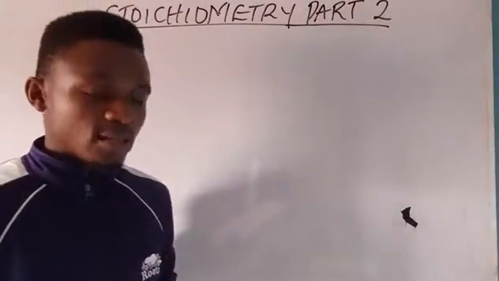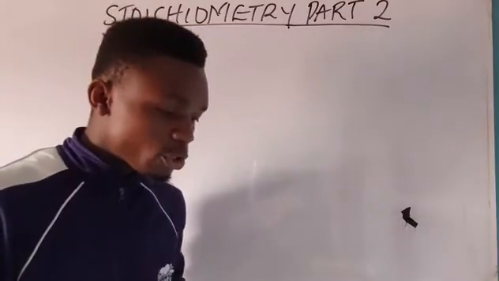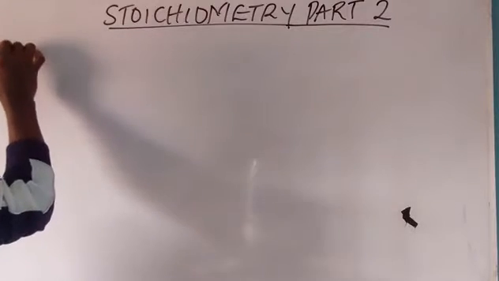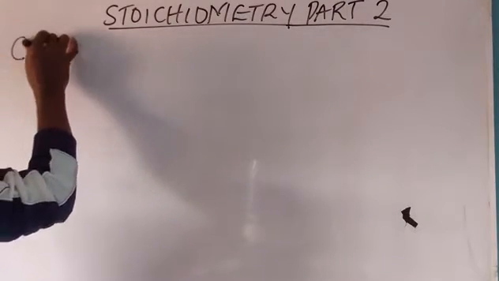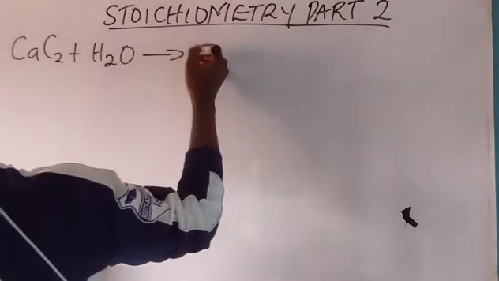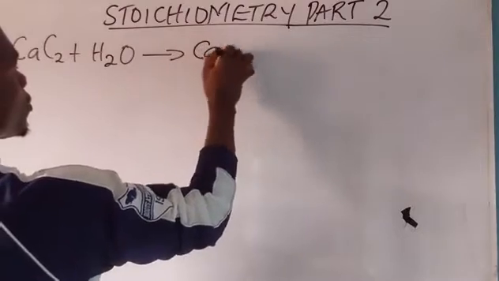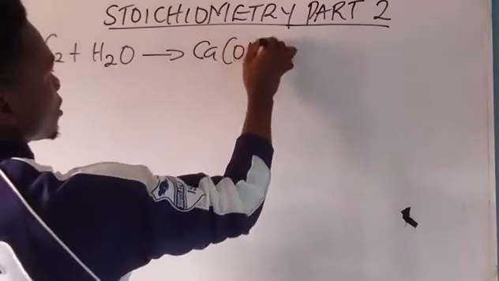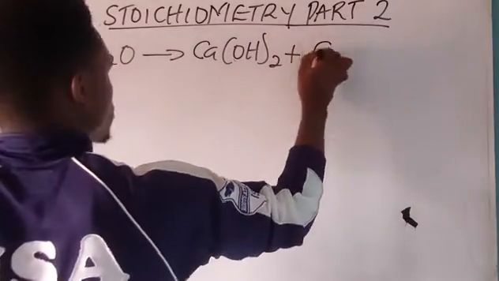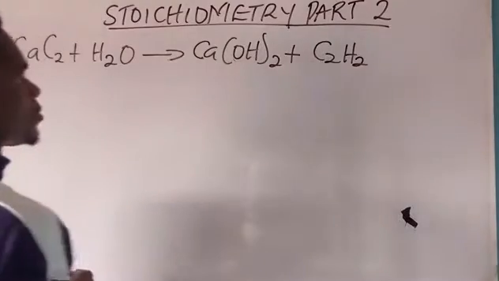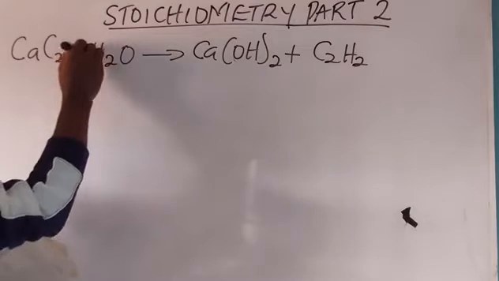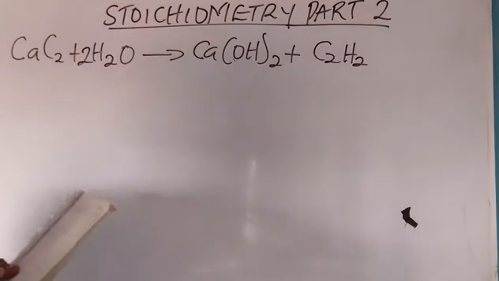Now, the first question says, from the reaction below, that is the reaction of calcium carbide with water to produce calcium hydroxide and C2H2. Is the equation balanced? I think I'll put two at the back of this place.